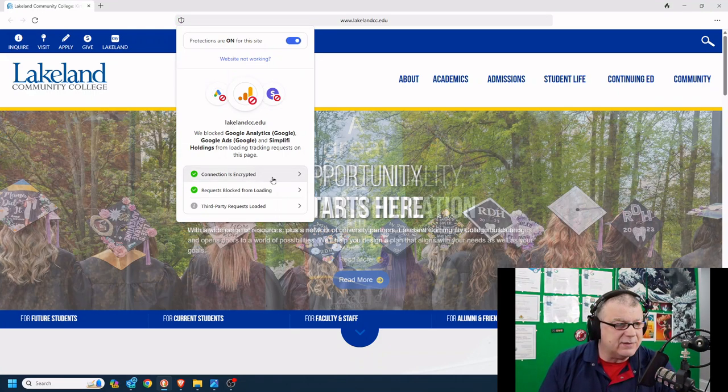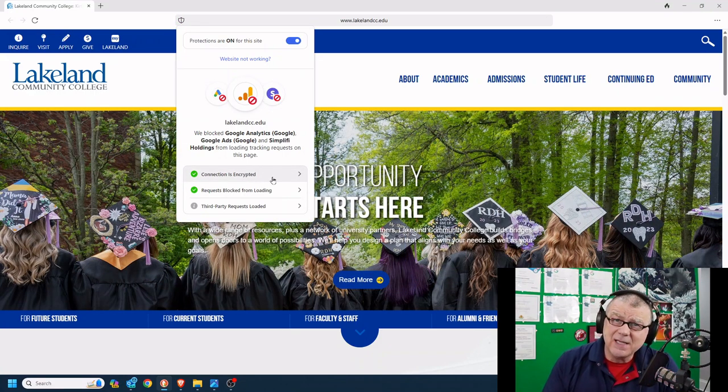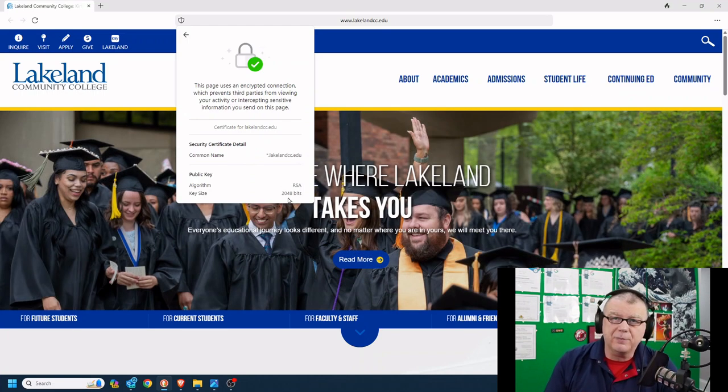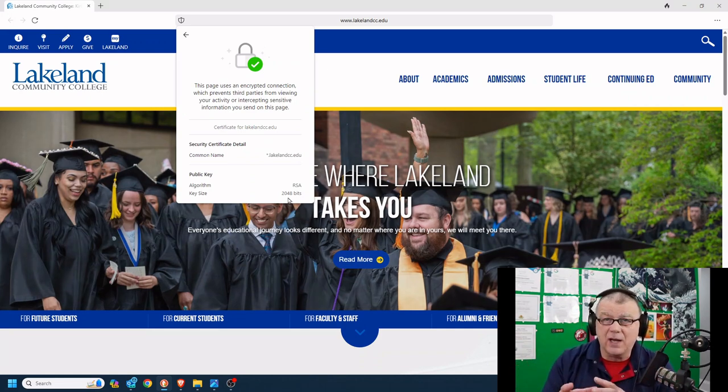First of all, it is telling me that this connection between my browser is encrypted. It even tells me how it's encrypted, with the RSA method. It's 2048 bits of encryption. Long discussions about that, but basically it's saying it's using a standard encryption method.